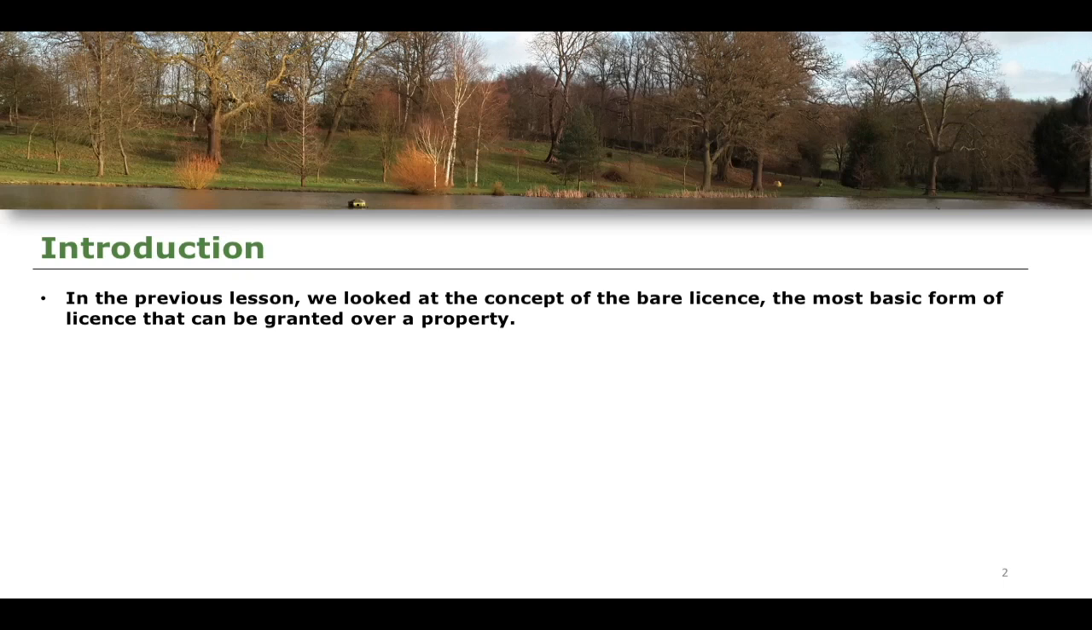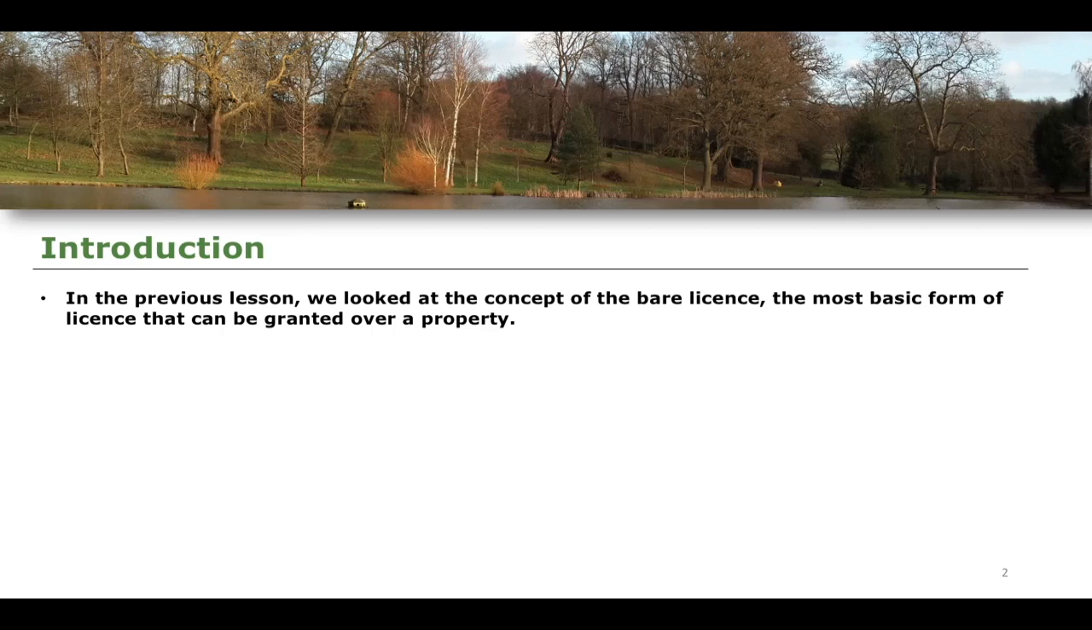Now, as a basic introduction, the previous lesson looked at the concept of a bare license. If you haven't seen that lesson, go back and watch it first. This gives us the most basic form of license that is able to be granted over a property, and it includes what could be expressly stated, so the express permission for an individual to enter onto your property, or it could be impliedly permitted, i.e. the implication of the nature of the job, or maybe the nature of the relationship between you and the licensee and the licensor, that could therefore imply the existence of a bare license.